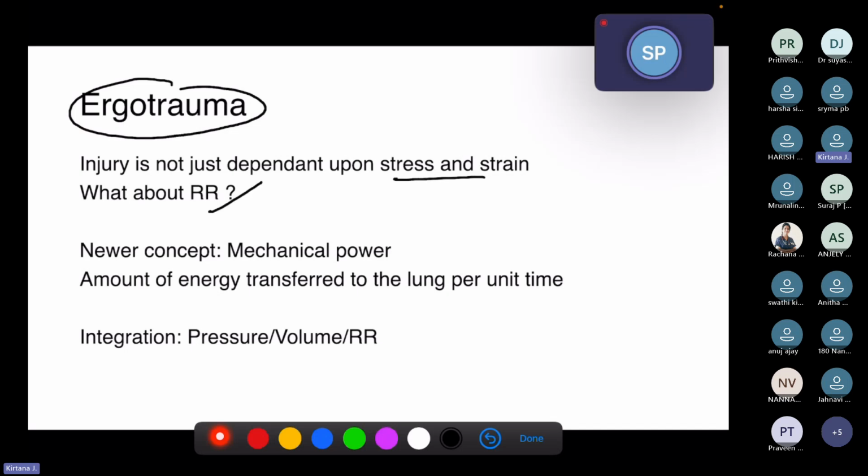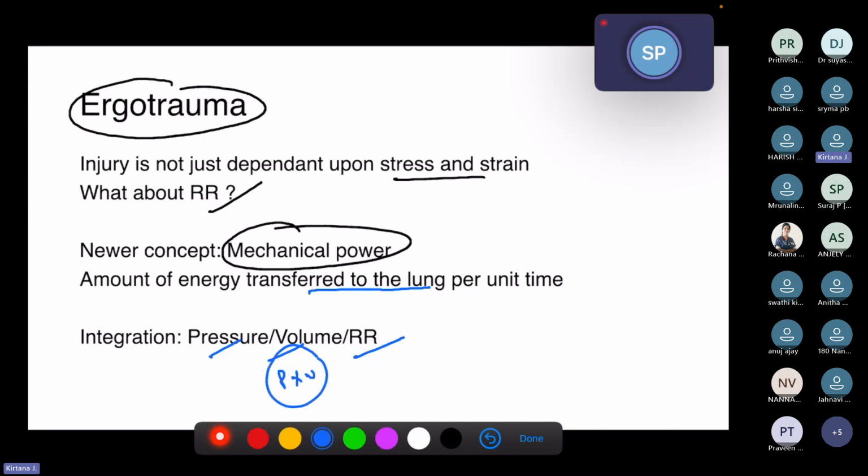So this has given rise to a new concept that is known as mechanical power. What does mechanical power mean? It is the amount of energy that the ventilator is transferring to the lung per unit time, right? Basically it is an integration of the pressure, the volume and the respiratory rate. We know that pressure into volume gives you energy, and when we divide the energy per unit time, that is the respiratory rate, you get the mechanical power.